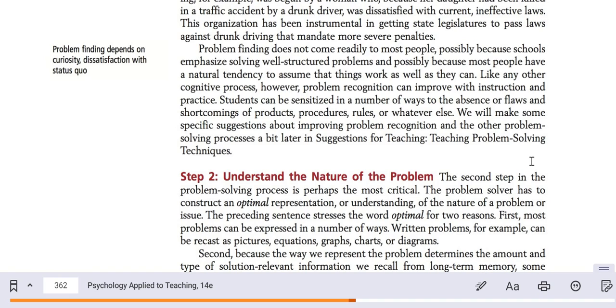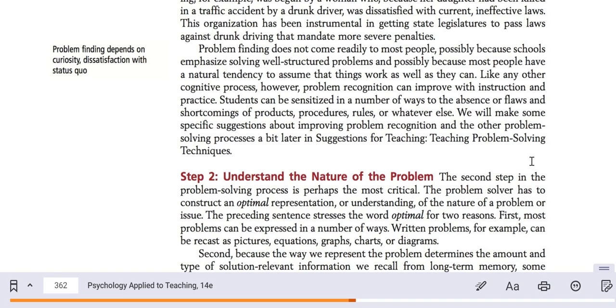Students can be sensitized in a number of ways to the absence or flaws and shortcomings of products, procedures, rules, or whatever else. We will make some specific suggestions about improving problem recognition and the other problem-solving processes a little bit later in the section on suggestions for teaching problem-solving techniques.